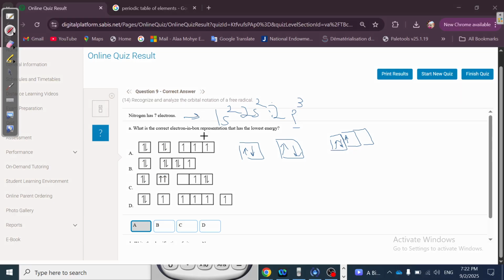Reading the question: what is the correct electron in the box representation that has the lowest energy? To have the lowest energy, becoming more stable, it needs to lose this electron, and this electron goes here. Why? Because more subshells are occupied. So it will look something like this.